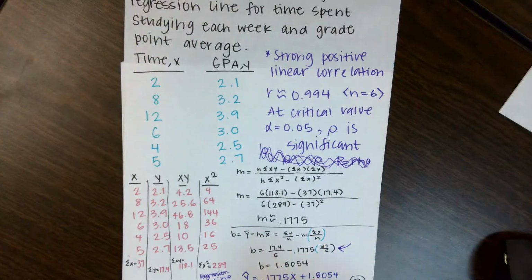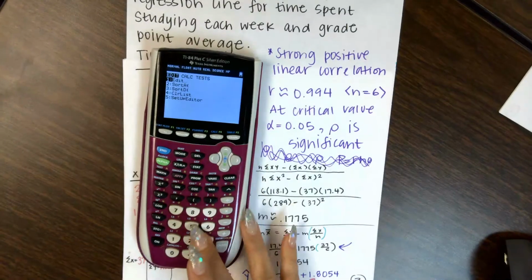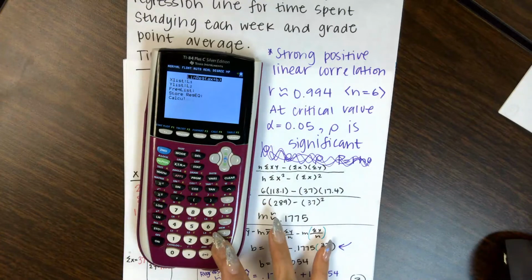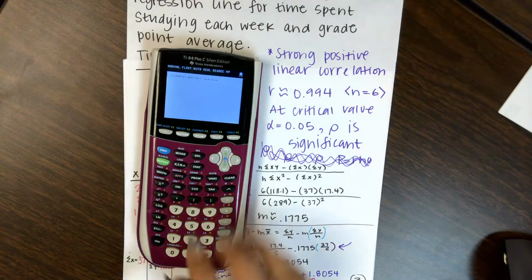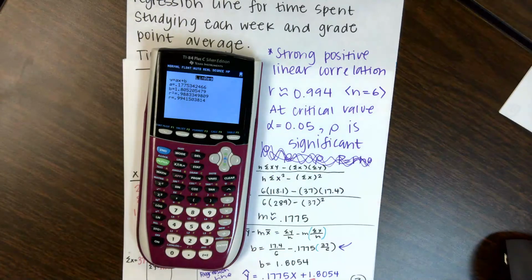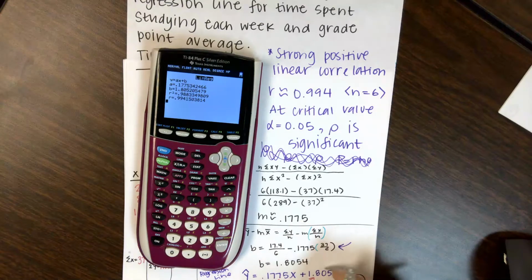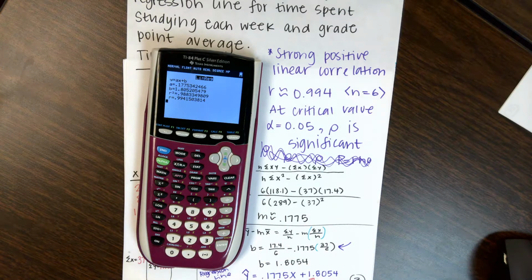On my calculator, did y'all see where it was stat over 4? Can y'all see me? My b is 1.8052. When I did it right here, I got 1.8054. I actually want to use the value that ends in 2.